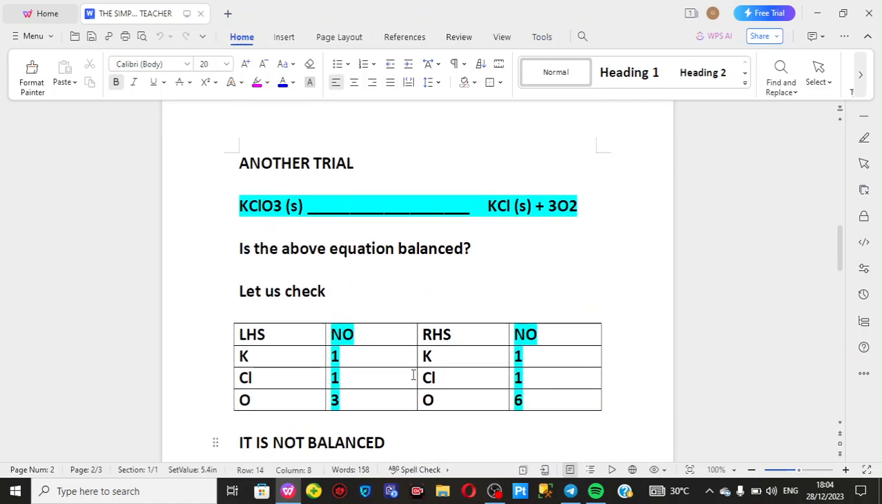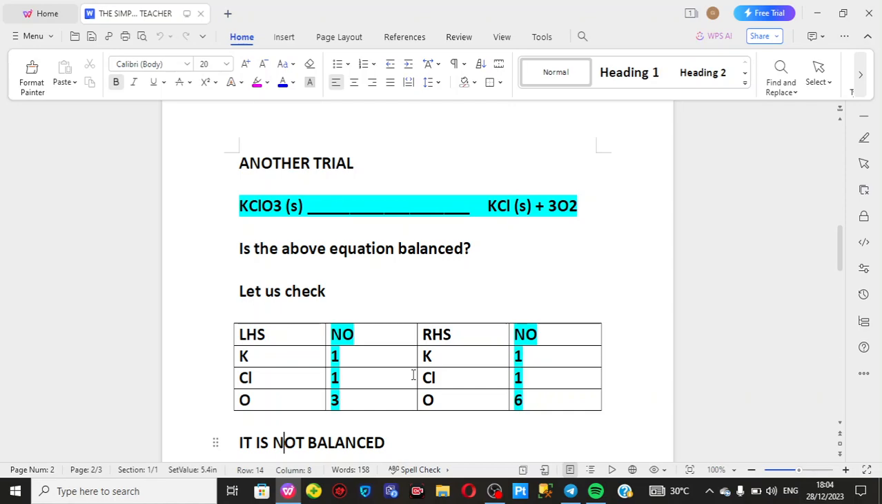Now let's assume that we proceed further, and we now added 3 in front of oxygen at the right hand side. Now let's check whether it is balanced. How many potassium can you see at both sides? We have 1 potassium at the left hand side, 1 potassium at the right hand side. Chlorine, we have 1 chlorine at the left hand side and 1 chlorine at the right hand side. Oxygen, at the left hand side, we have 3. Then at the right hand side, the 3 in front of the oxygen molecule will multiply the 2 atoms of oxygen to now give us 6.